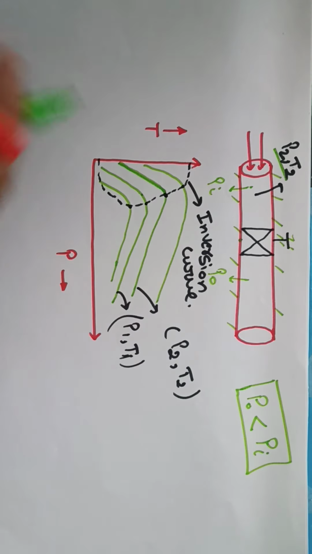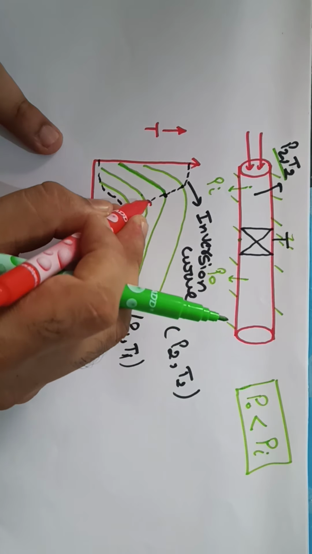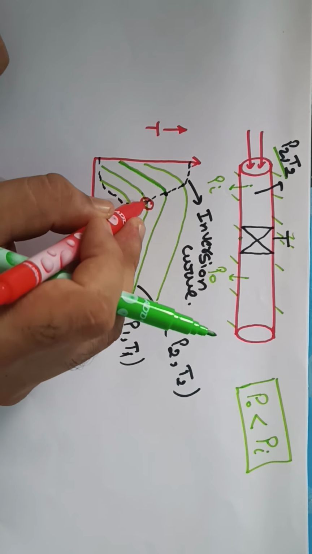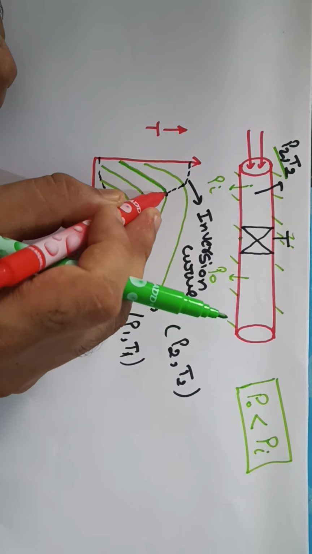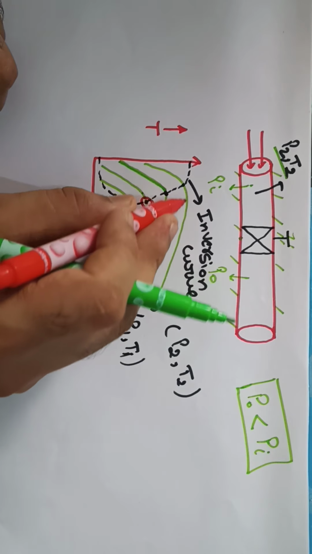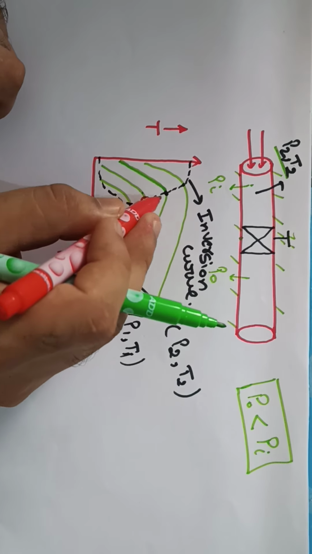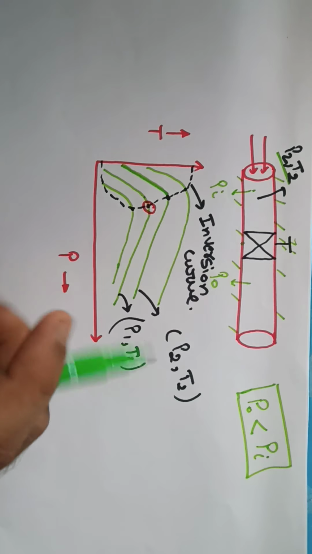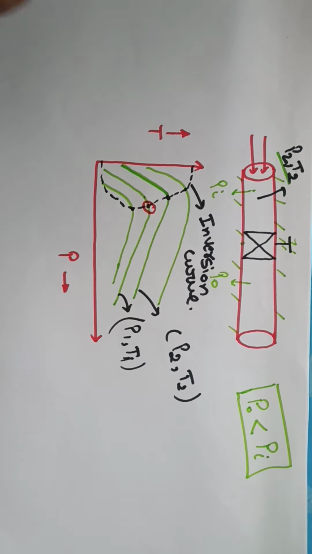The point on a particular curve where the value of slope is 0 is known as the inversion point. This particular point is known as the inversion point. This is also an inversion point for this curve, and this is also an inversion point for this curve, and if we join all the inversion points, we get an inversion curve. We'll see the significance of the inversion curve in a few moments.